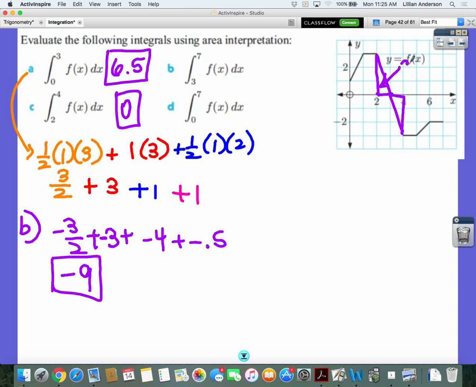This triangle has an area of 3 halves. This one has an area of negative 3 halves. So yes, they do cancel.